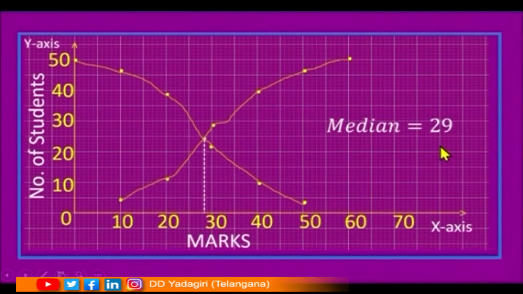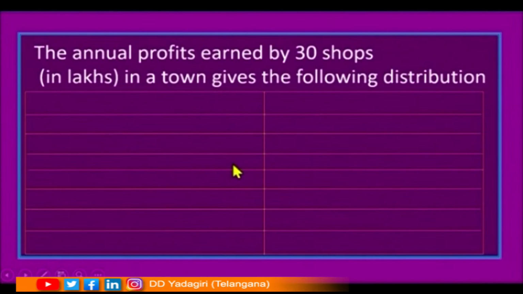So you can employ any method you like to find the median, whether it is drawing using the first method or using the second method, you are going to get the same answer. Let us take another example here. The annual profit earned by 30 shops in lakhs in a town is given as follows.